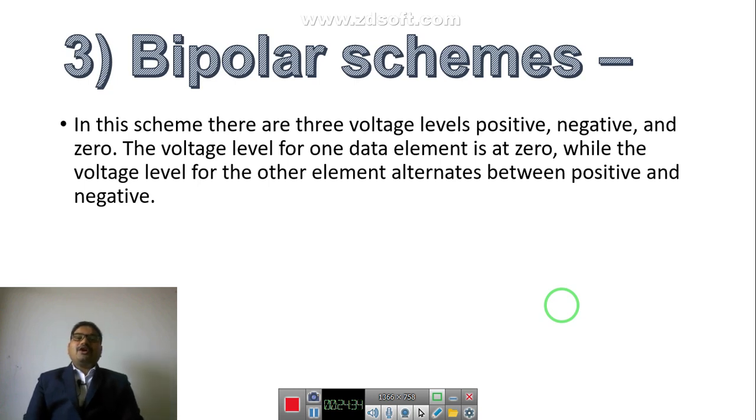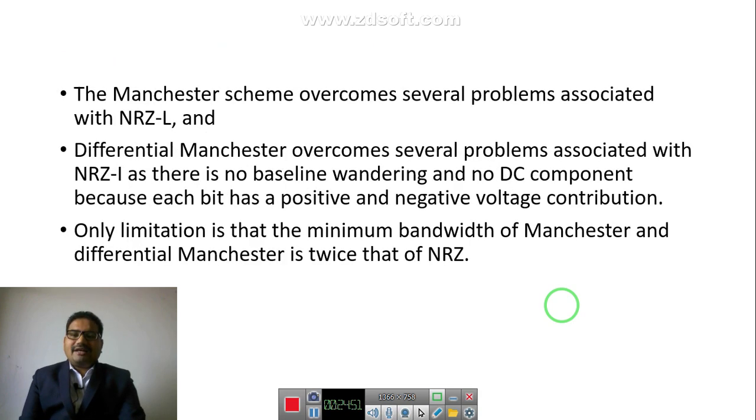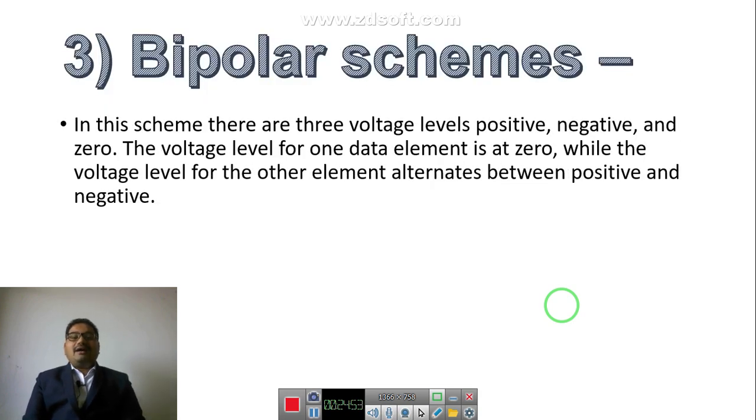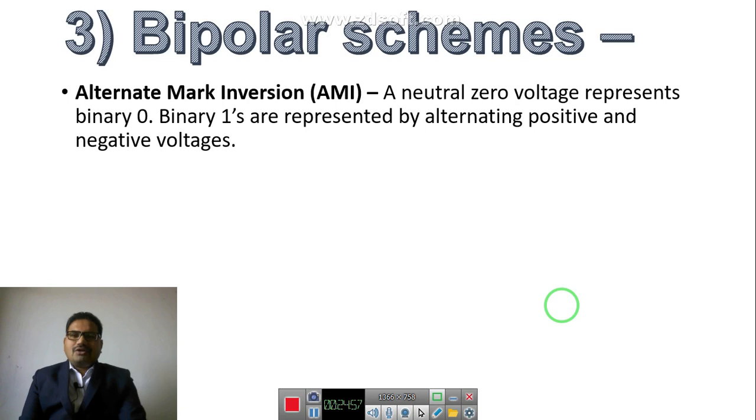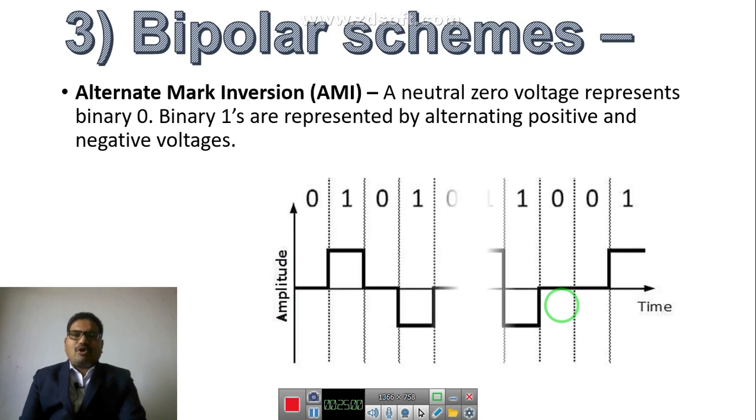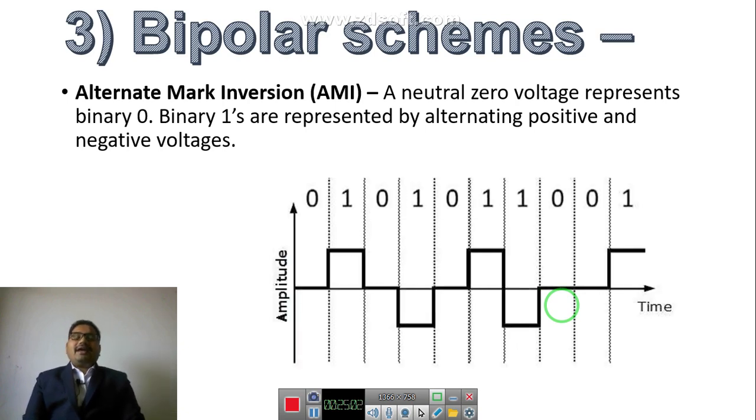Now moving towards the third category of line codes, called the bipolar scheme. In this scheme there are three voltage levels: positive, negative and 0. The voltage level for one data element is at 0, while the voltage level for the other element alternates between positive and negative. So the first type is AMI, that is alternate mark inversion.